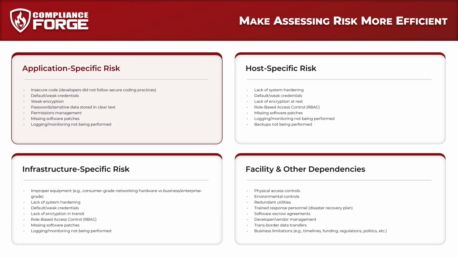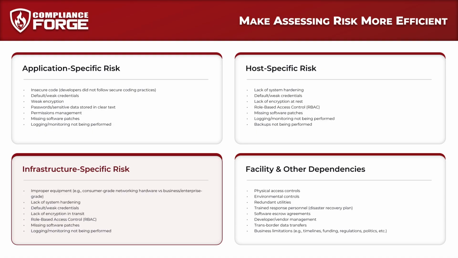Application-specific risk includes insecure code, default or weak credentials, weak encryption, sensitive data stored in clear text, permissions management, missing software patches, and logging or monitoring not being performed. Host-specific risk includes a lack of system hardening, default or weak credentials, lack of encryption at rest, role-based access control, missing software patches, and backups not being performed.